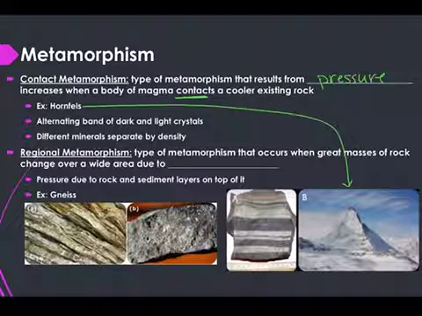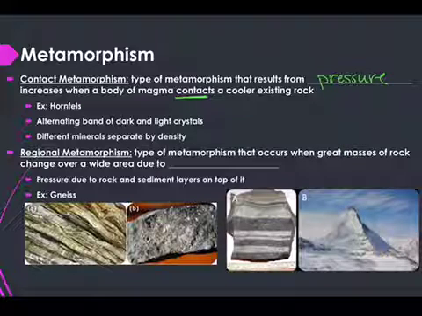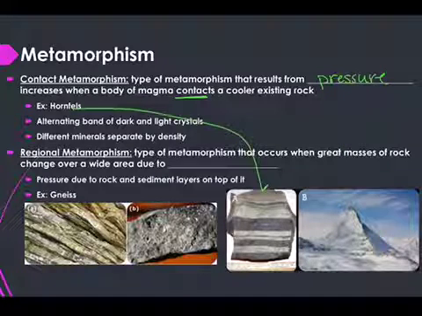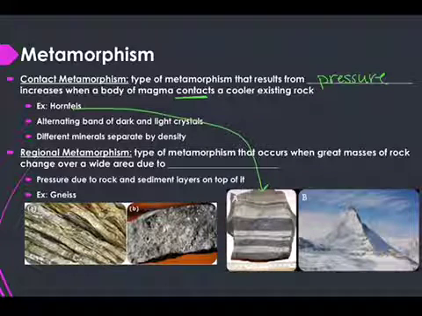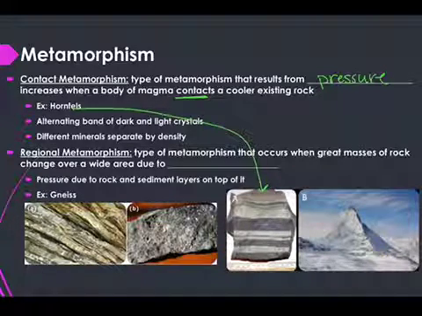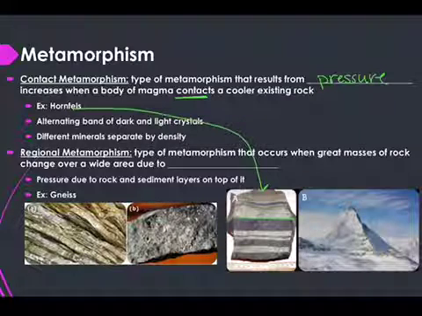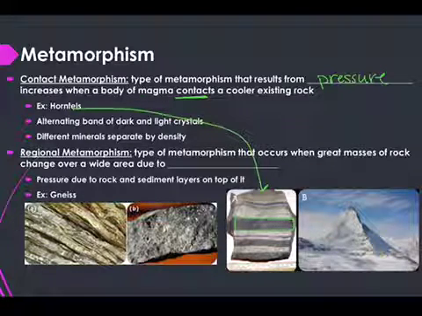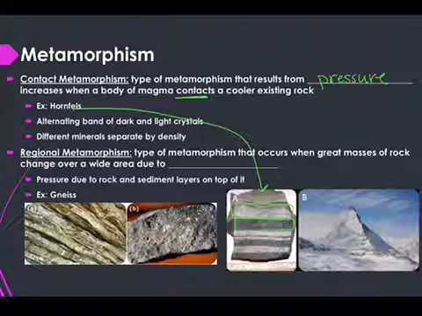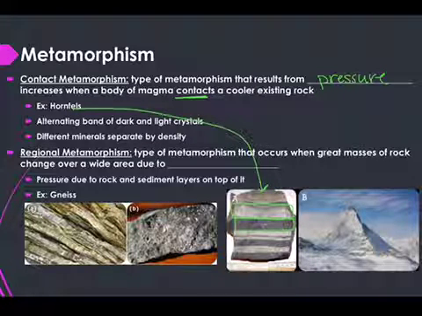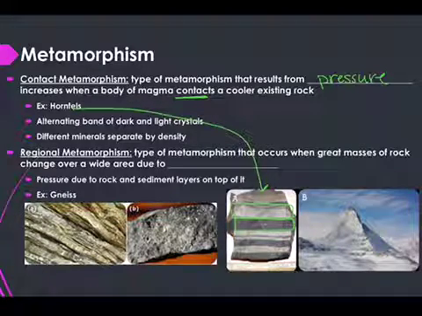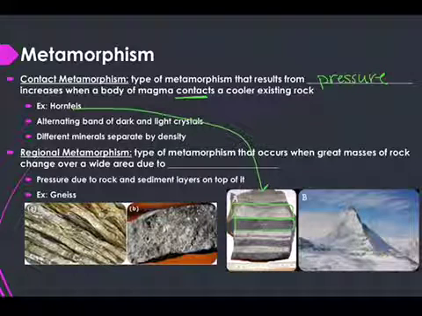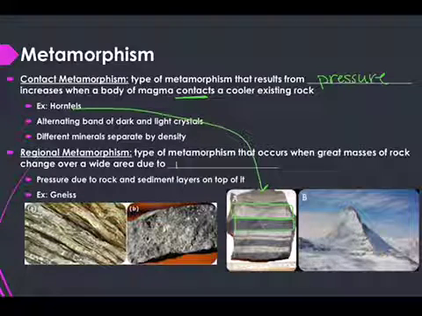And this creates, wrong way. Hornfels is right here. An alternating dark and light banding of crystals, because the darker crystals in this case might have a higher density versus the lighter crystals, which are less dense, and so they will float more towards the top. A regional metamorphism is a type of metamorphism that occurs when great masses of rock change over a wide area due to, again, pressure.